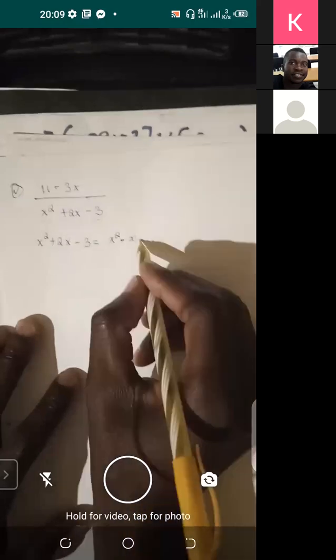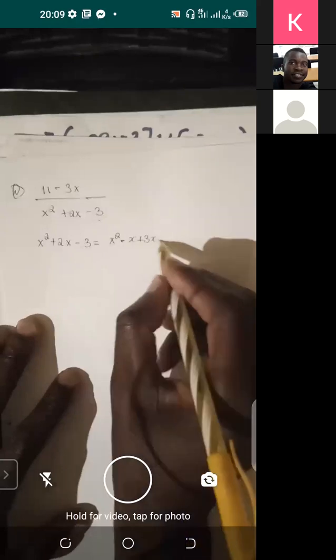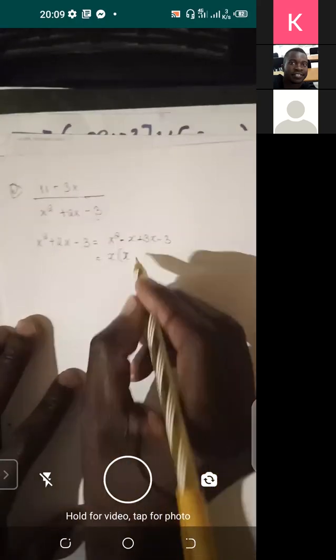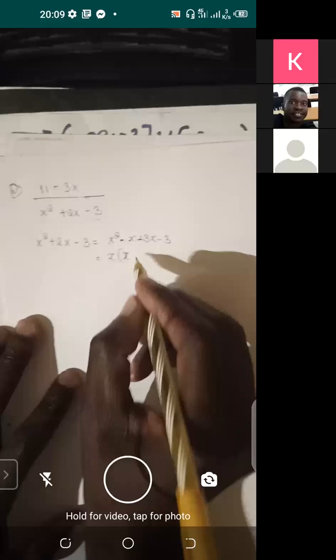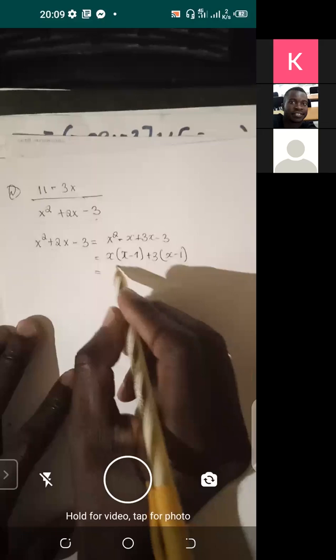So you can have something like this: x squared, and looking at the negative 3 there, you can have minus x plus 3x, then minus 3, which is equal to x times (x minus 1), plus 3 times (x minus 1). So this will be equal to (x minus 1)(x plus 3).